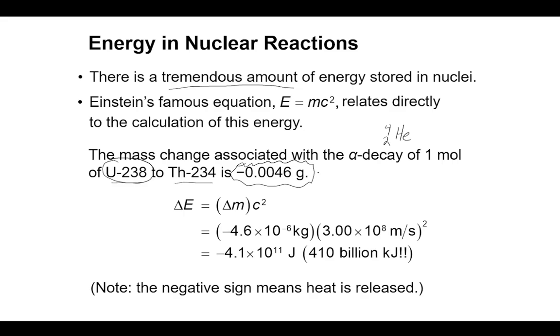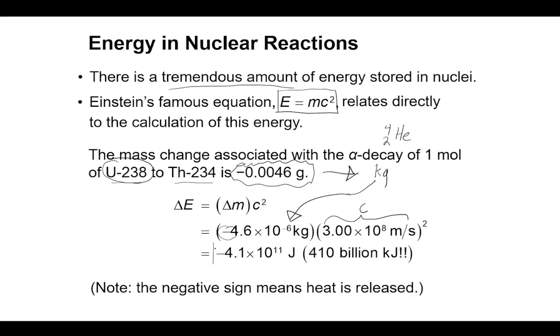And that is related to the energy involved in that process by Einstein's famous equation here, E equals mc squared. And so as long as we turn this grams into kilograms, we can plug it into this formula, including the negative sign here because the mass was lost and emitted, and plug in our speed of light, 3 times 10 to the 8, that is our c here.